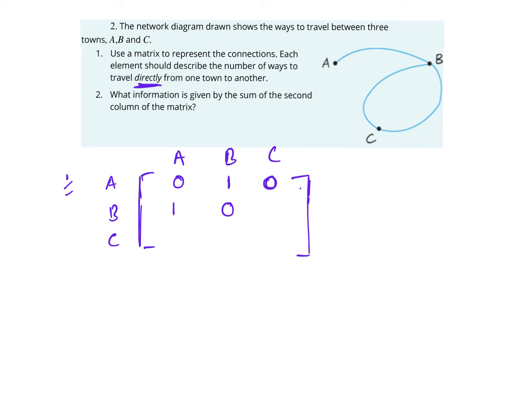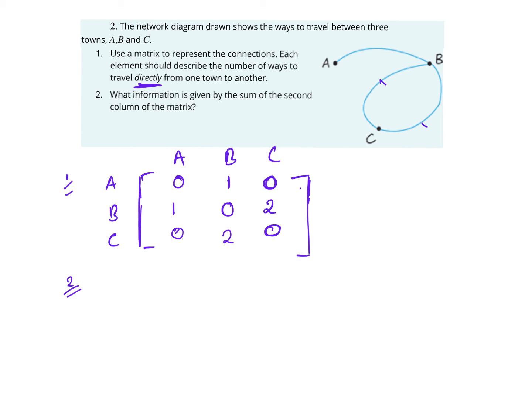Now you can see that there are 2 different connections between B and C, so that would have to be written as 2. So between B and C there are 2. A to C again is 0, and C to C is 0. So that would be my matrix that best represents the connections there.